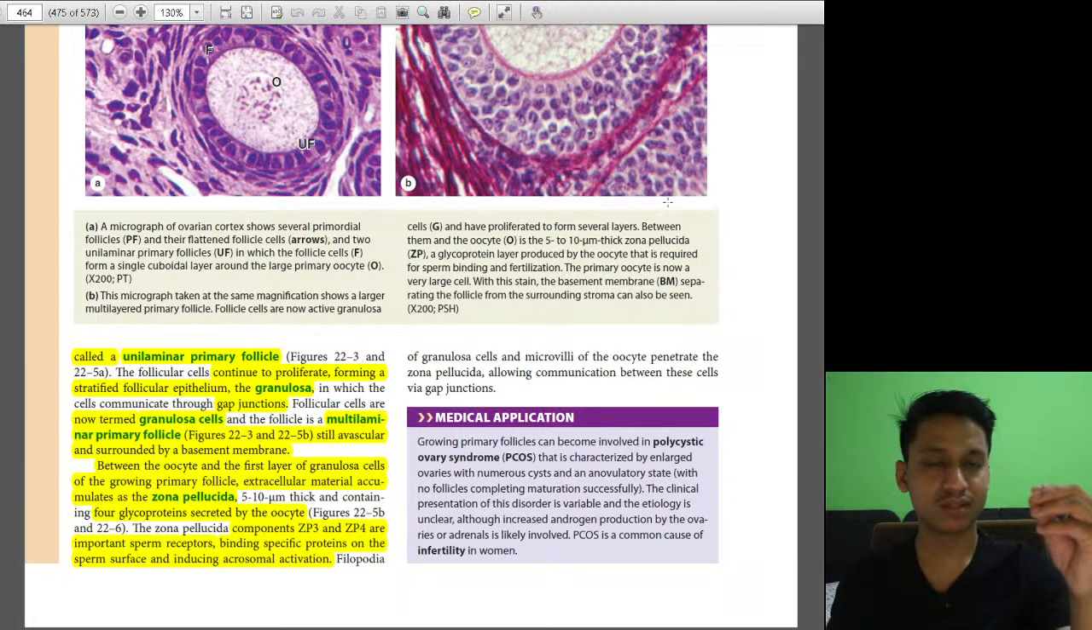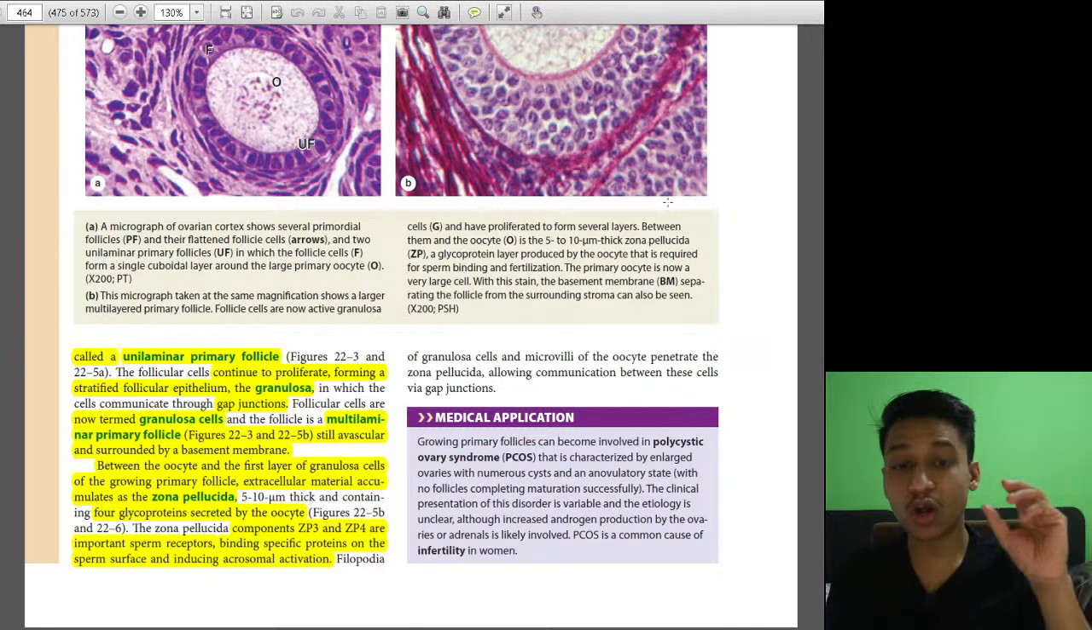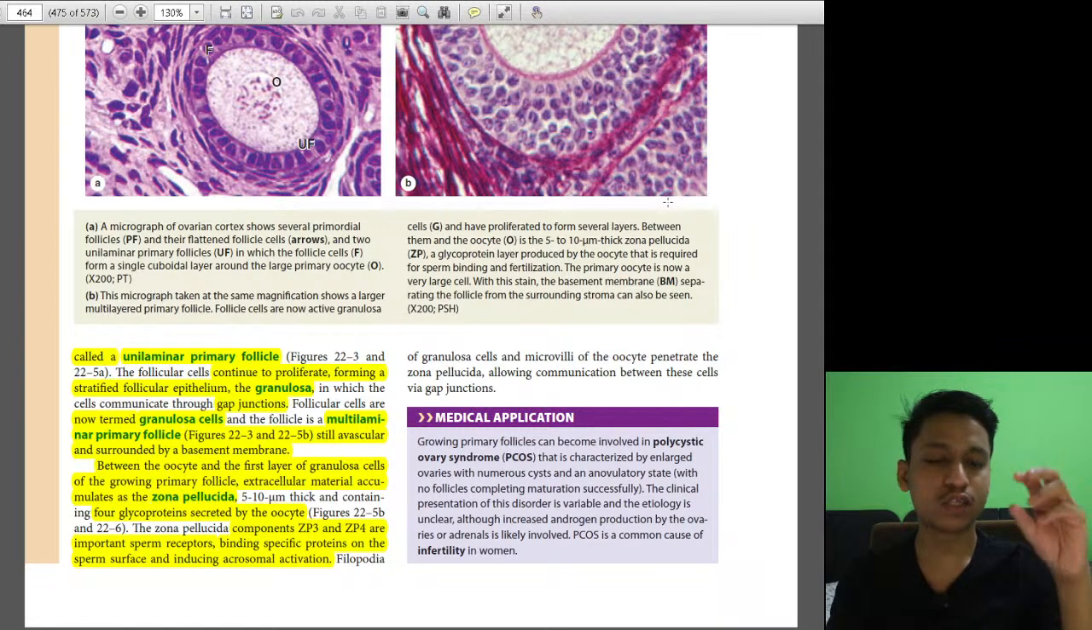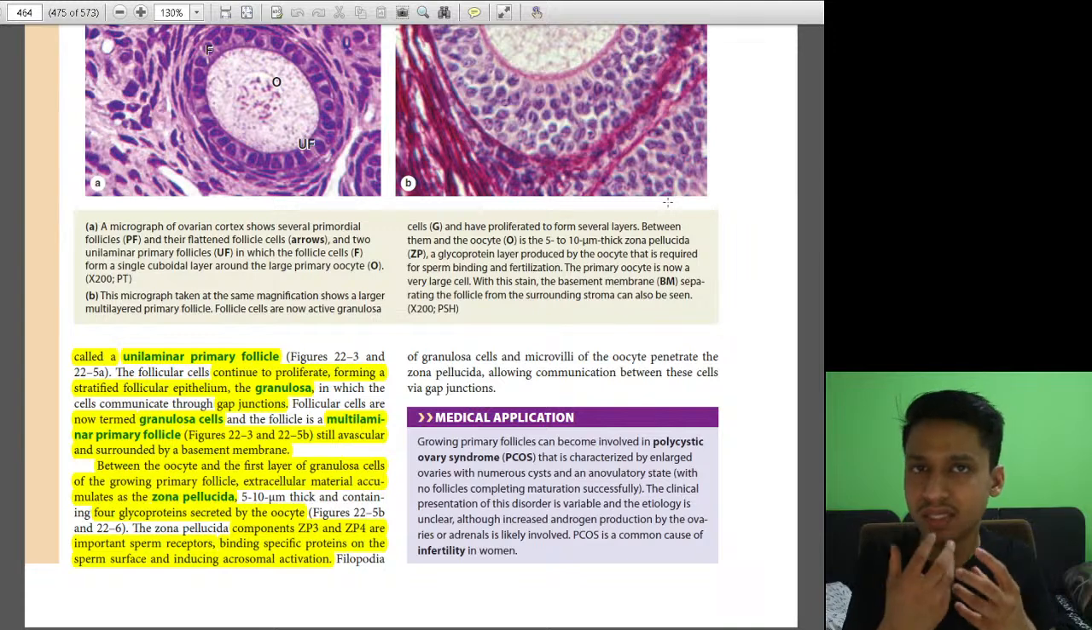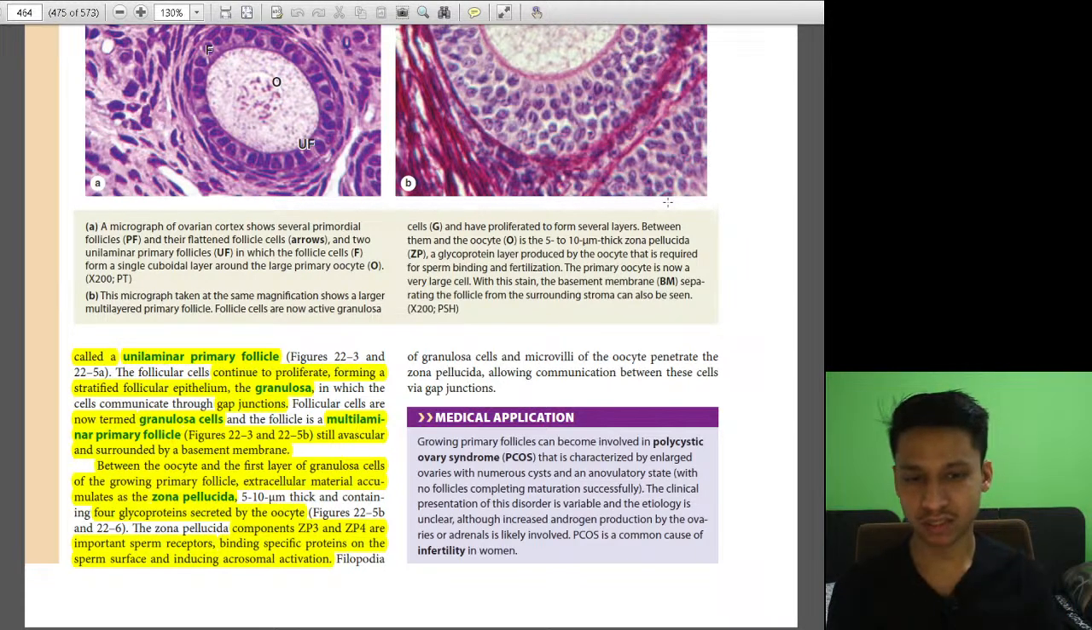This follicular epithelium is called granulosa, and the cells of this epithelium are called granulosa cells, in which the cells communicate through gap junctions. This is important. How do these cells communicate? Gap junctions. Follicular cells are now termed granulosa cells, and the follicle is a multilaminar follicle.